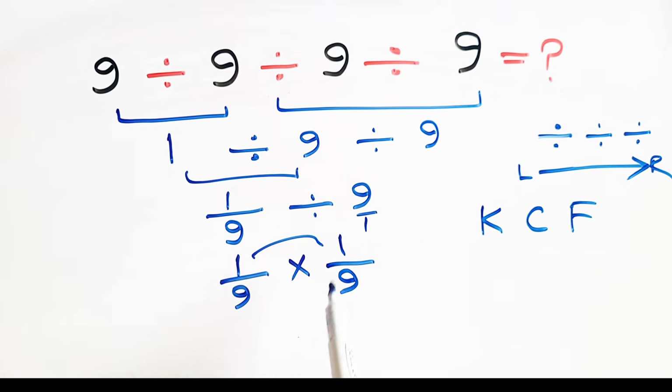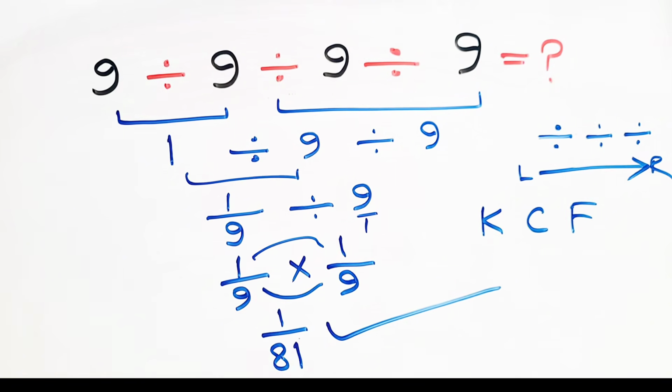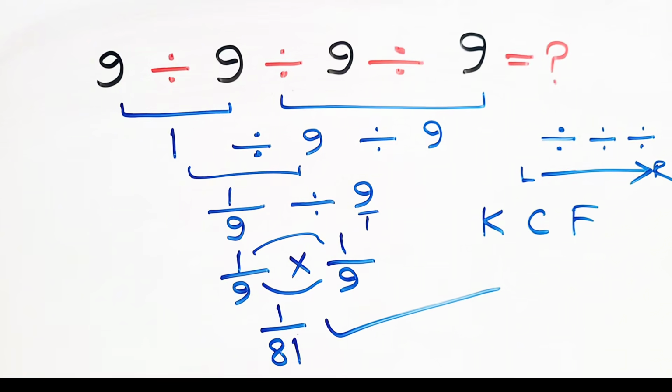So 1 times 1 gives us 1. 9 times 9 gives us 81. So 1 over 81 will be the correct answer for this PEMDAS based activity.